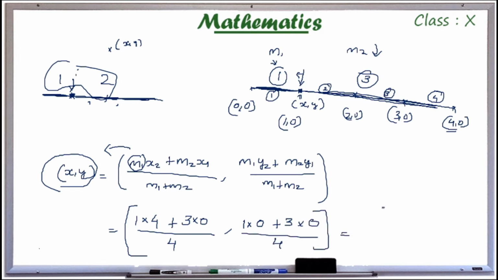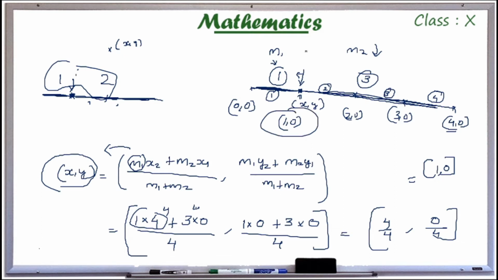So for the x coordinate, 1 into 4 is equal to 4, 3 into 0 is equal to 0, so 4 plus 0 is equal to 4, 4 by 4. And for the y coordinate we will get 0 by 4. So the answer will be 4 by 4 is equal to 1 and 0 by 4 is equal to 0. So the answer will be 1, 0. Yes, the first point will be 1, 0. This is how we are using the section formula.